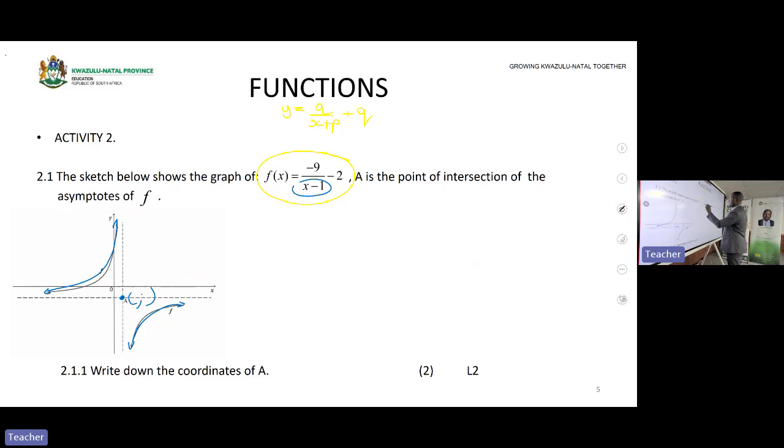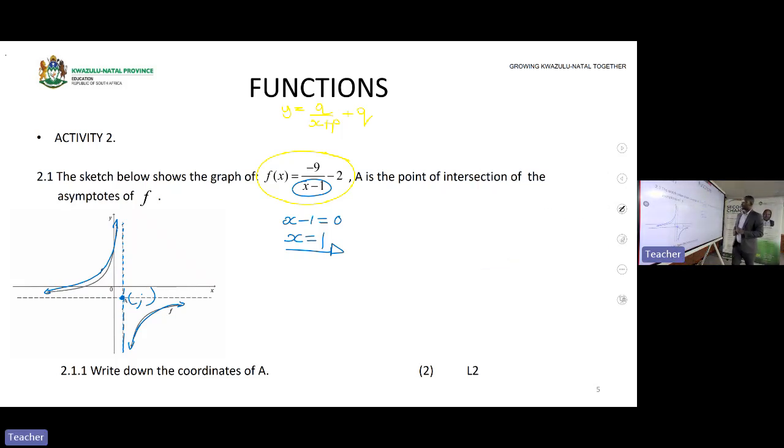So here, the first equation that we'll look at is the vertical asymptote. When you look at this part, x minus 1, for us to get the equation of the asymptote, we say x minus 1 equals 0, and then we solve for x. Then the first equation of asymptote that we have, which is our vertical asymptote here, is x equals 1.